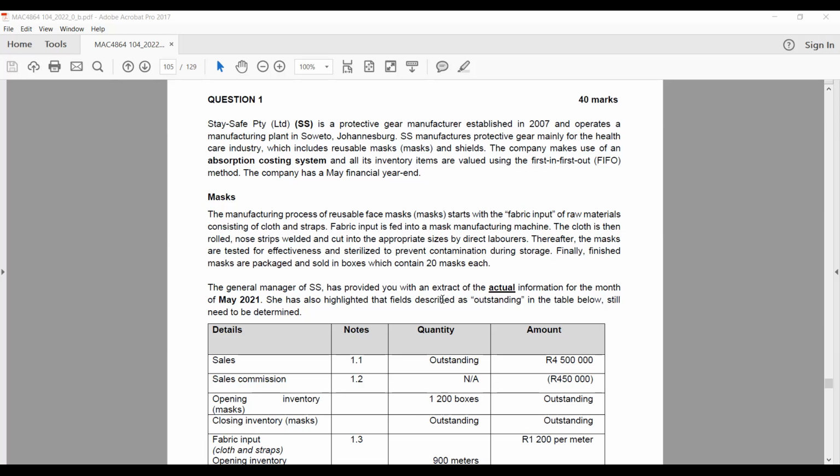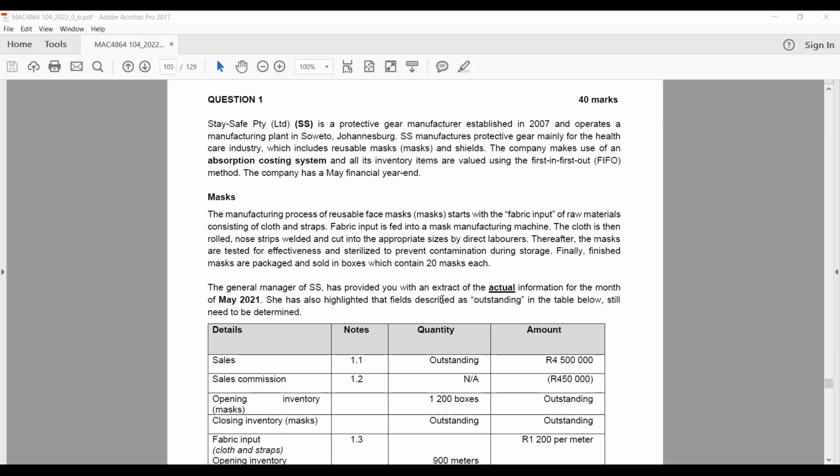Okay, so just some important things to know: they operate a manufacturing plant in Soweto. They manufacture protective gear for the healthcare industry. So let's take note here: this question is going to have masks and shields, but these are not the only products that they provide. Just to get at least some kind of picture in your head.